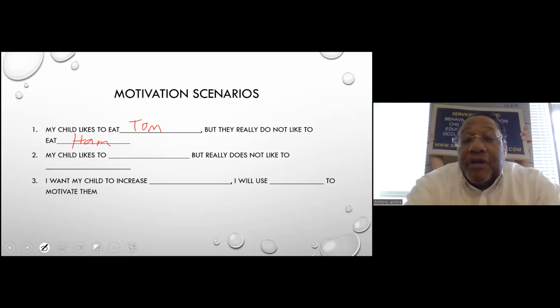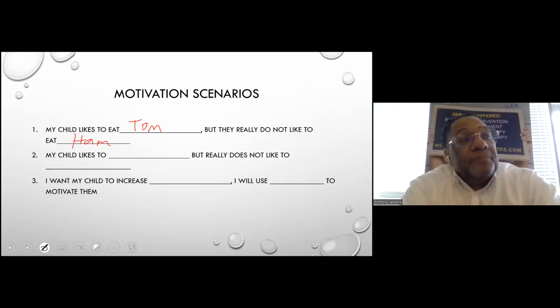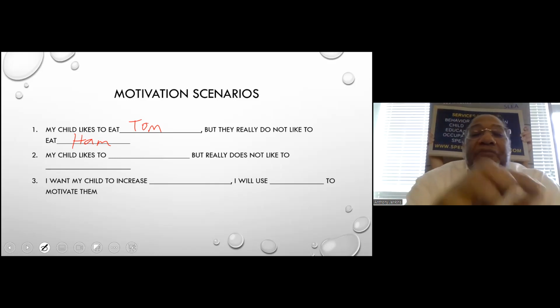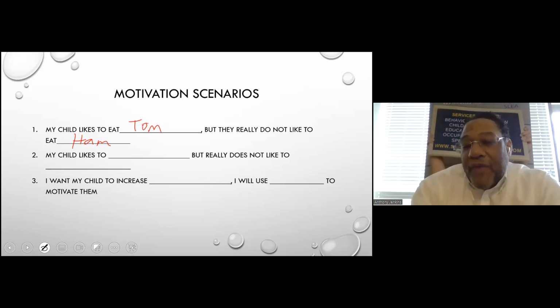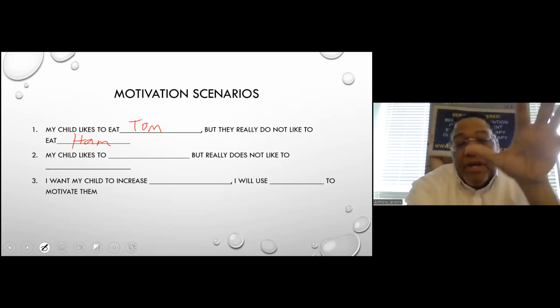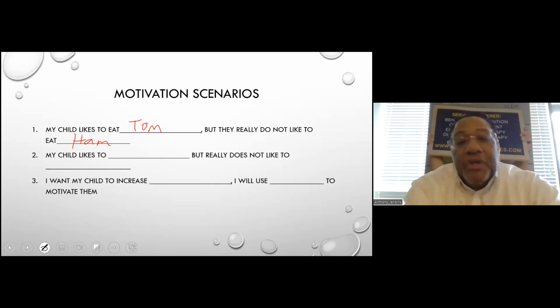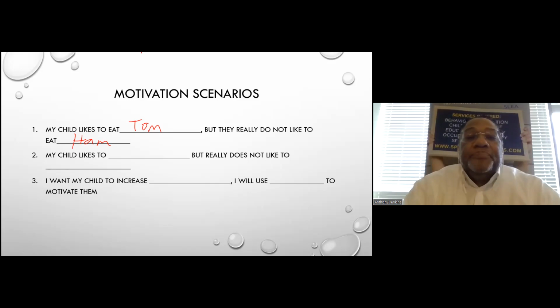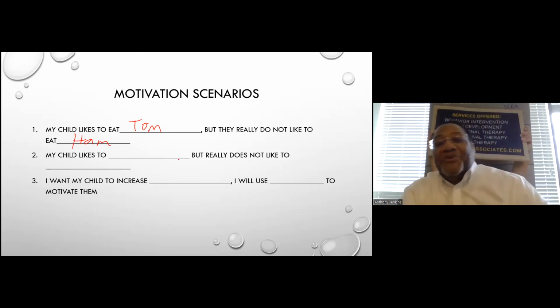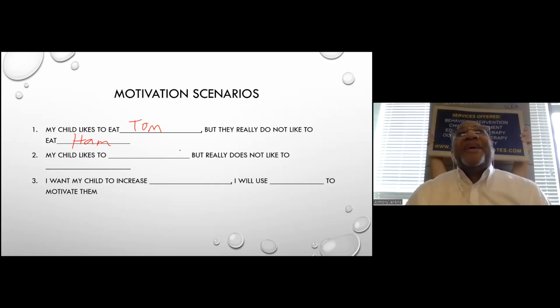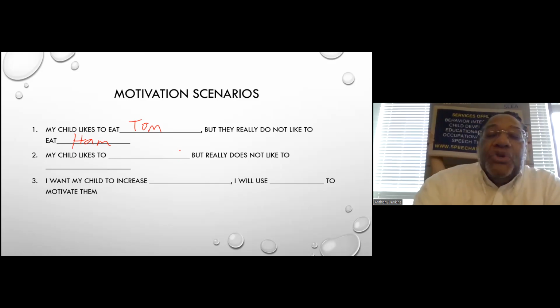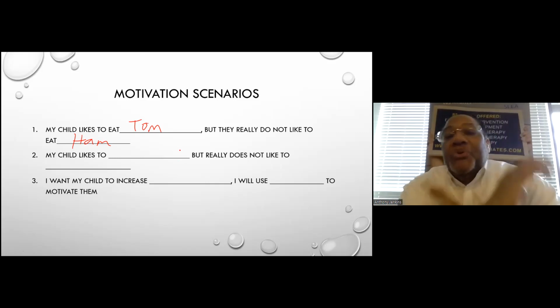I'm going to use a contingency, like, all right, in order to eat a hamburger, the first 4 or 5 bites will have to be small pieces of tomato on that particular thing. But think about that, there's a food you want your kid to increase. Think about my child likes to eat. It's funny, isn't it? They use broccoli to their advantage, and then the kid never likes to eat the broccoli. All right, my child likes to, but really does not like to what?